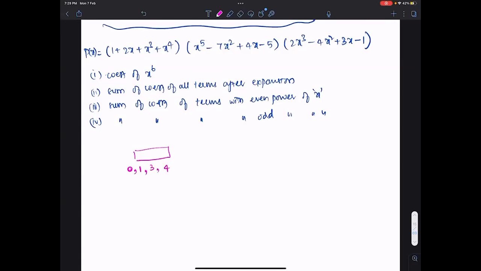Like that you can imagine. And what I have written here are nothing but the powers of x of each term. This is basket 1, you can say. There is this basket 2, where there is 0, 1, 2, 5. What I have done is just written the powers of x. Basket 3: 0, 1, 2, 3.